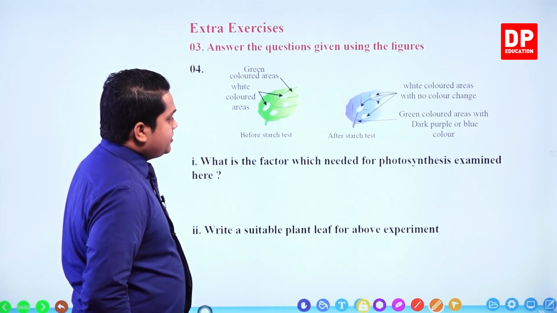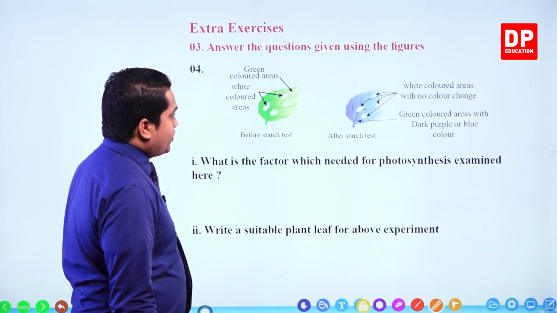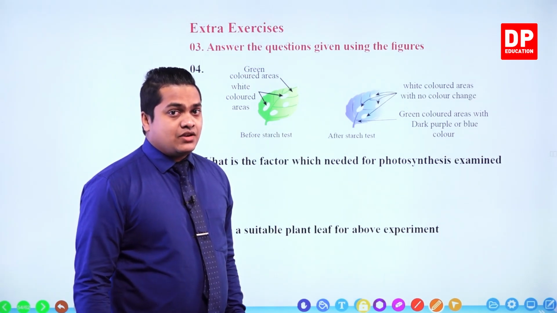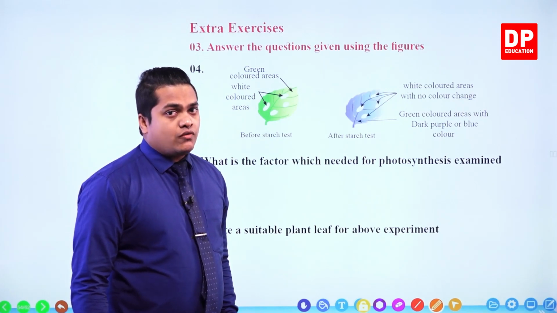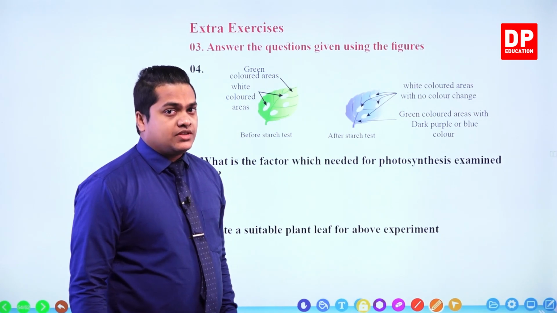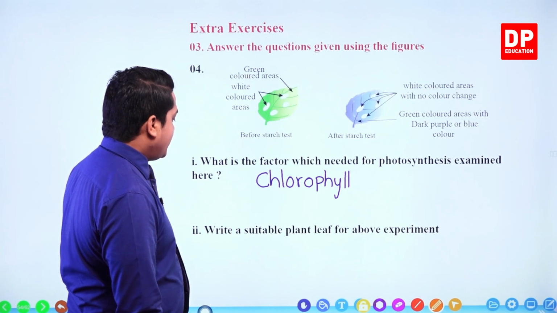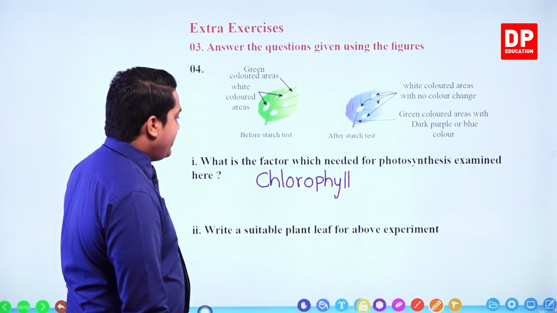What is the factor which is needed for photosynthesis examined here? In here, we are going to examine the necessity of chlorophyll, to show that chlorophyll is important for photosynthesis. So chlorophyll is our answer. Chlorophyll.